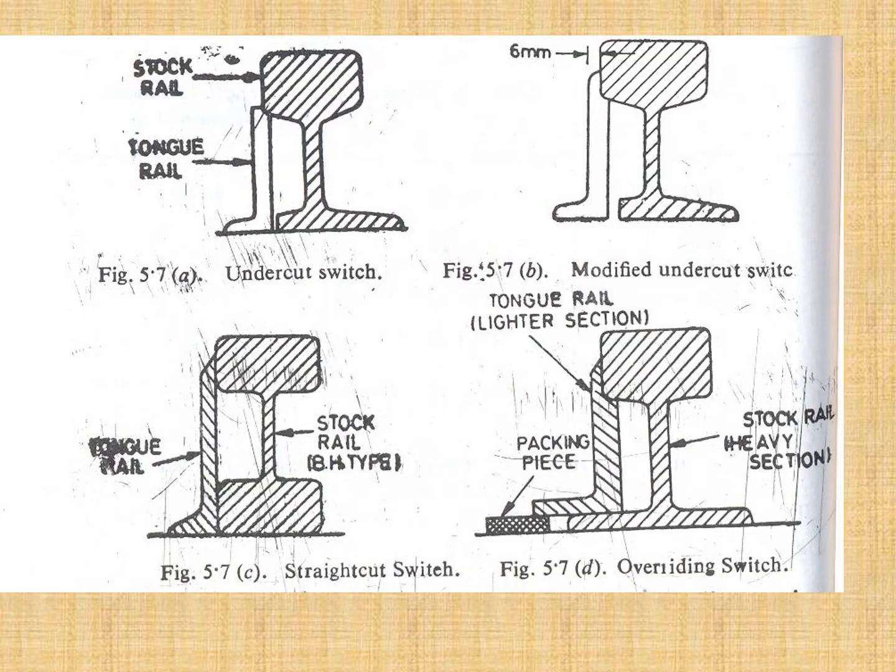Now on this particular slide you can see here, this is the undercut switch. I have already shown this one. This is the modified form of the undercut switch, and look at that, this is the straight cut switch. And here the overriding switch, you can see that we are having a packed piece and the tongue rail is moving over the packed piece and the foot of the stalk rail. So this arrangement is called the overriding switch.